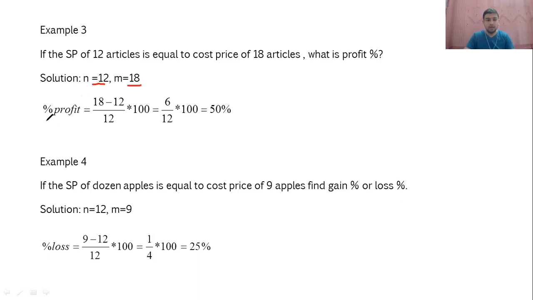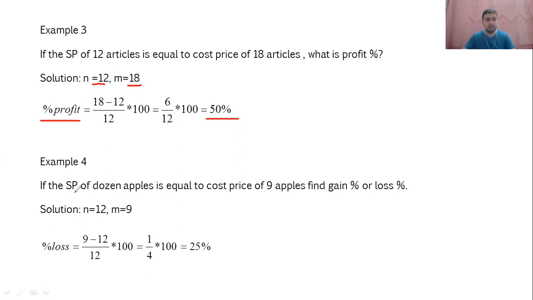When M is greater than N, there will always be percentage profit. How will you calculate it? (M minus N) upon N into 100. So (18 minus 12) upon 12 into 100, which is 6 by 12 into 100, so it will be 50%. I hope you have understood how to apply the formula (M minus N) upon N into 100 and in which type of numerical. That is more important.